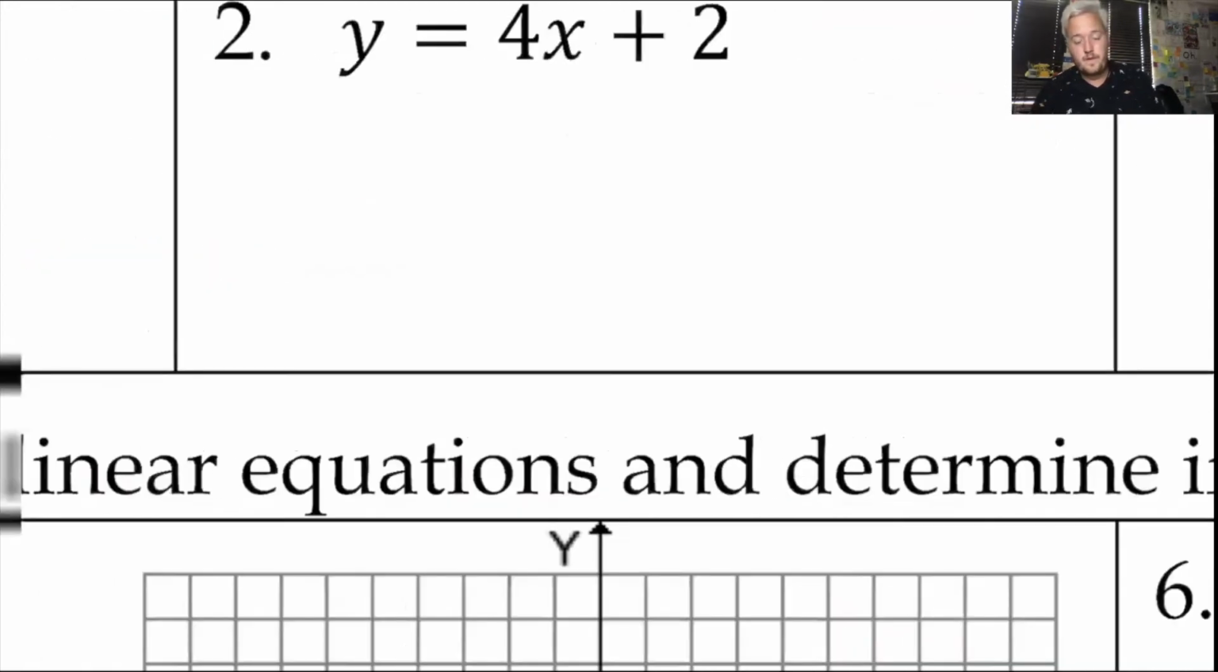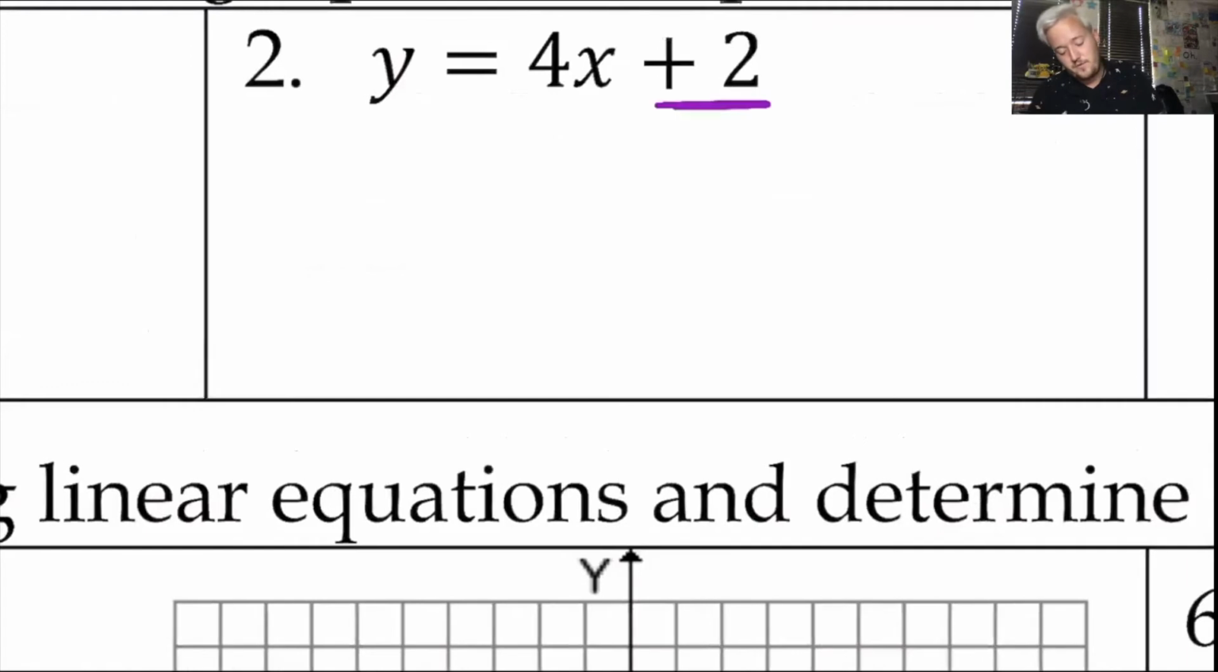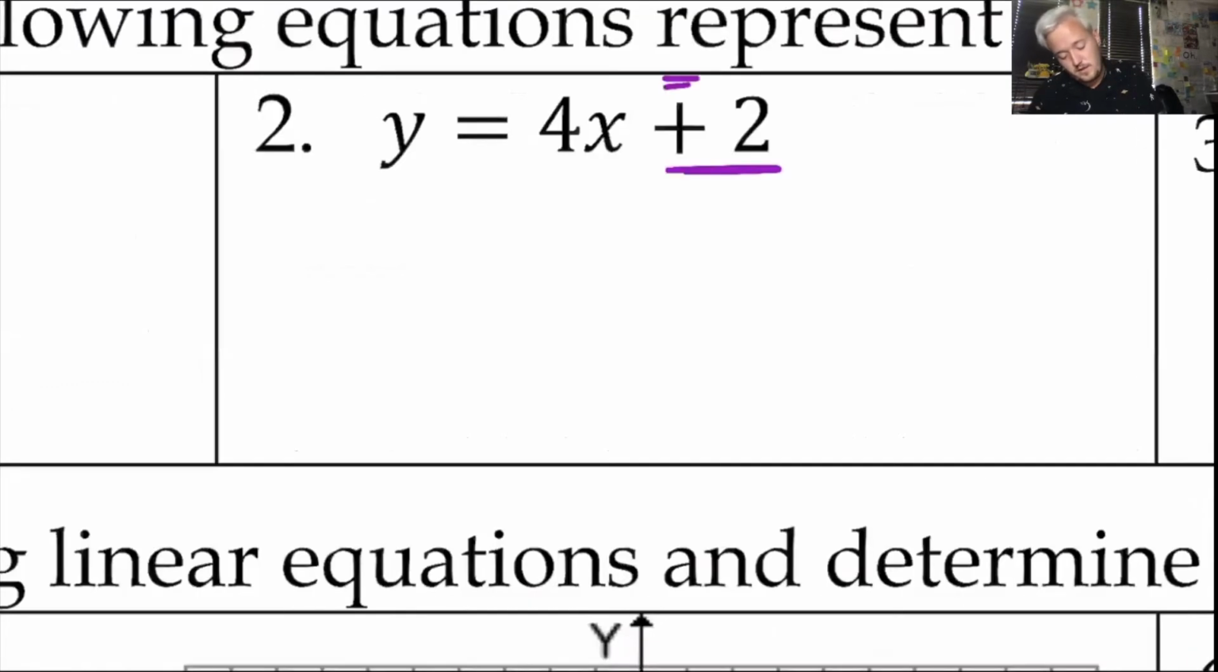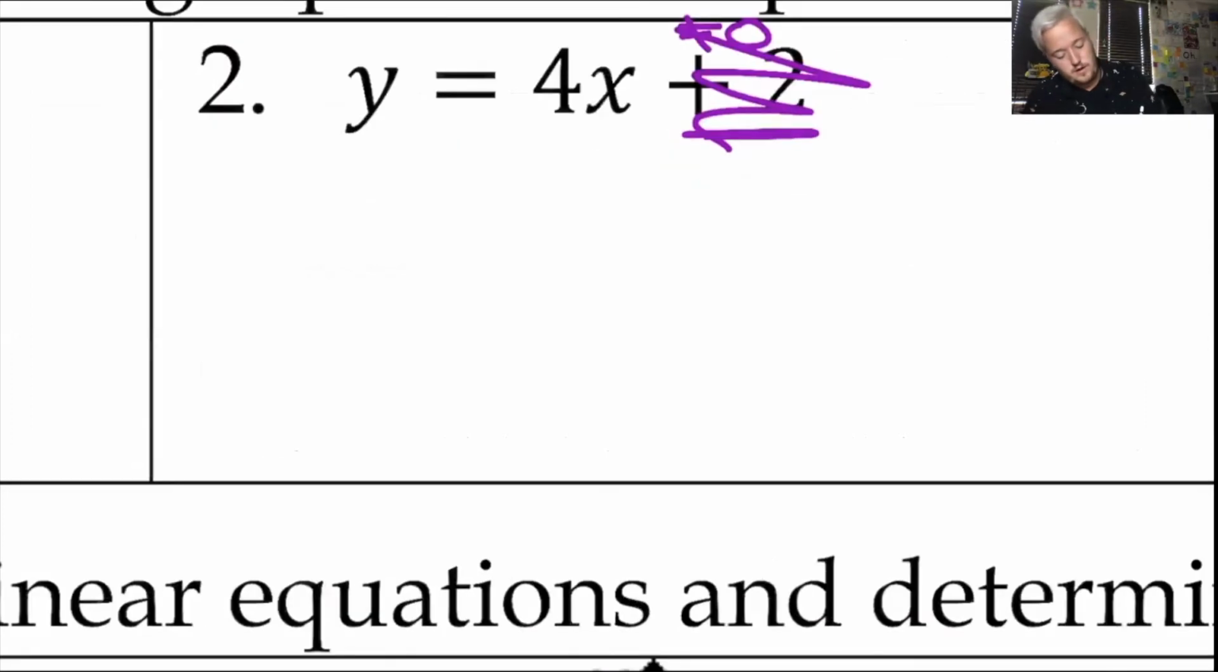Number 2. So we have a b value of 2. So this is not equal to 0, which means this is no bueno. So this is not a direct variation.